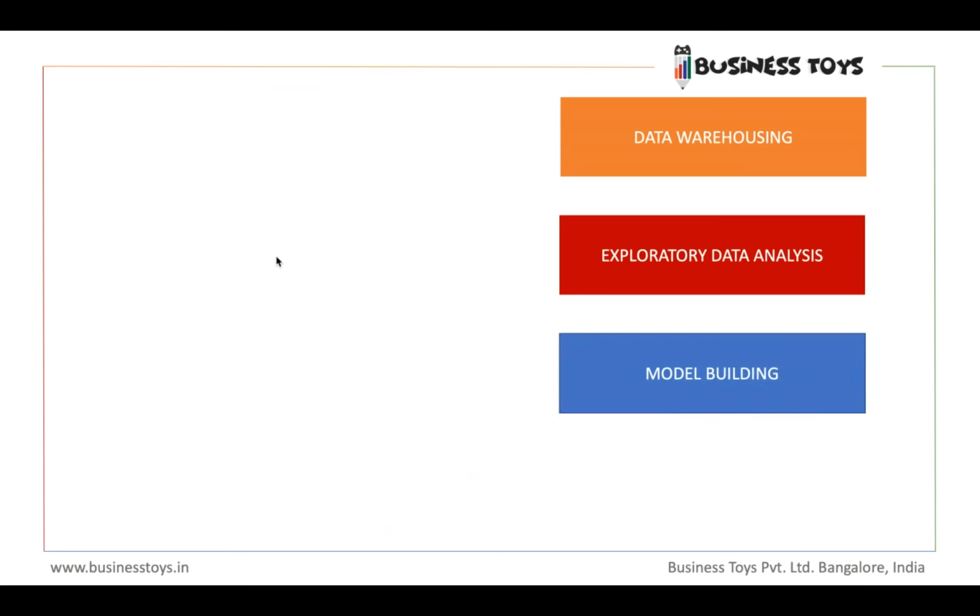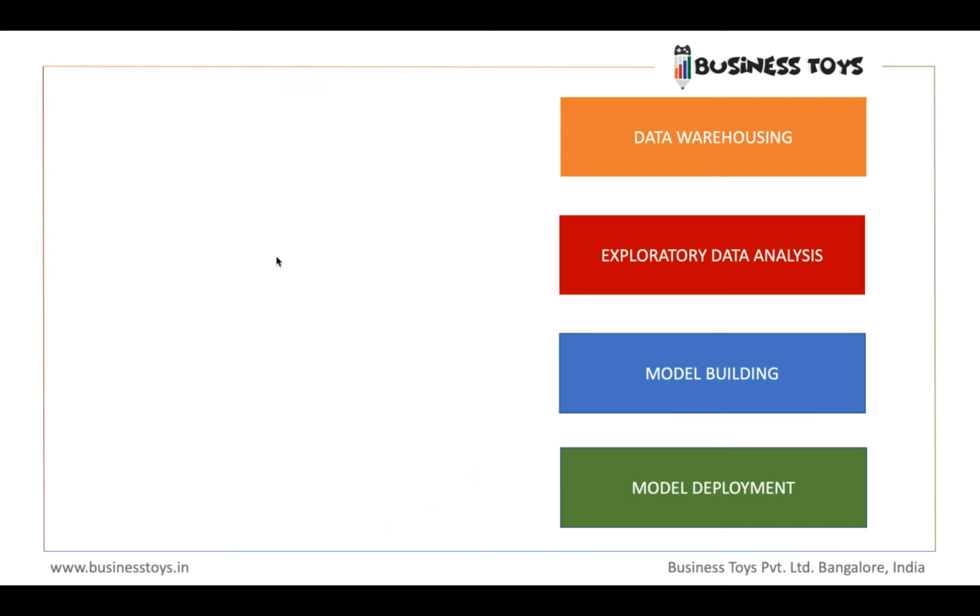The third thing is something called model building, where we build models. What those models are, I'll be talking about in a while, right? And there is something called model deployment. Now, for every stage or every set of profiles, there are specific job roles which exist. At the first level, that is the data warehousing level, there exists a profile called data engineer.